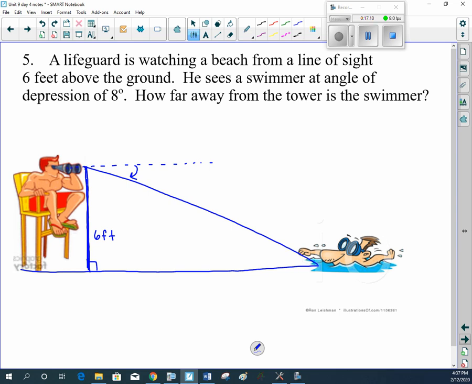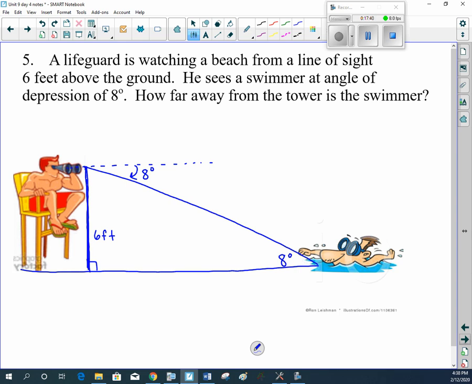Well, remember, an angle of depression is the same thing as an angle of elevation. So if the angle of depression is 8 degrees, then that must mean the swimmer is looking up at an angle of elevation of 8 degrees. So swimmer is looking up at 8 degrees, lifeguard is looking down at 8 degrees. A lot of times your angle of depression may not be drawn inside your triangle. Kind of depends on how you draw that.